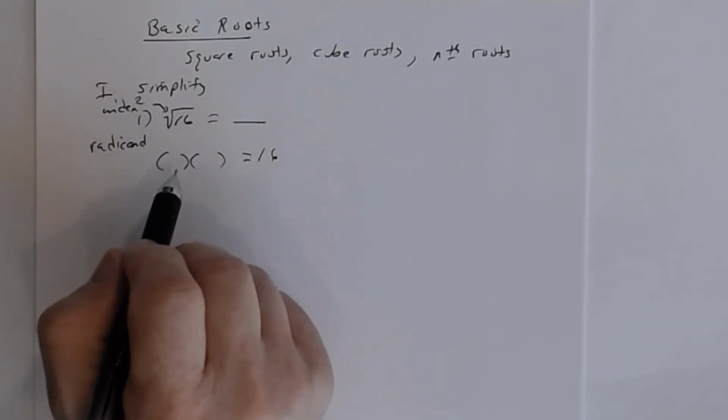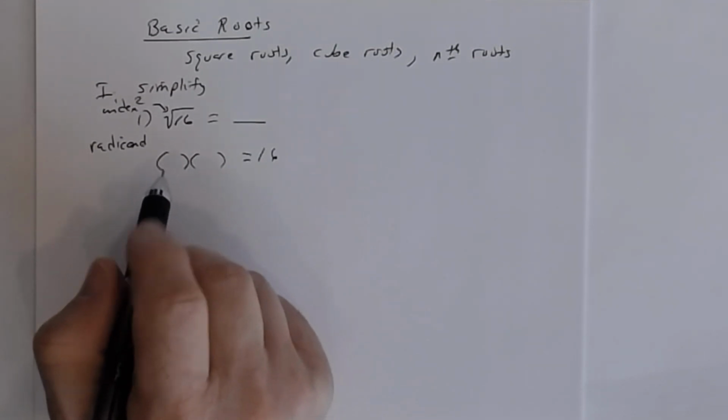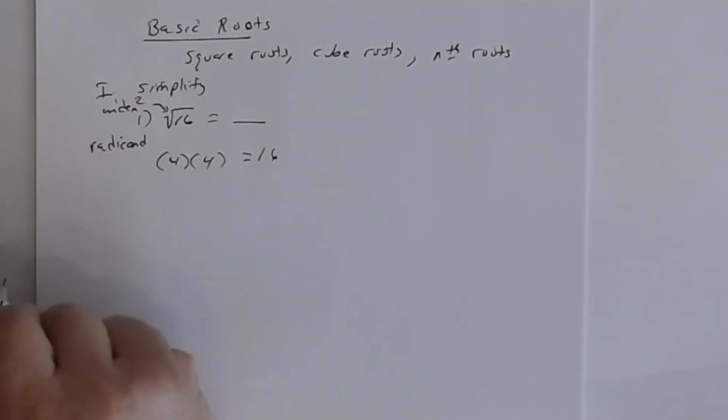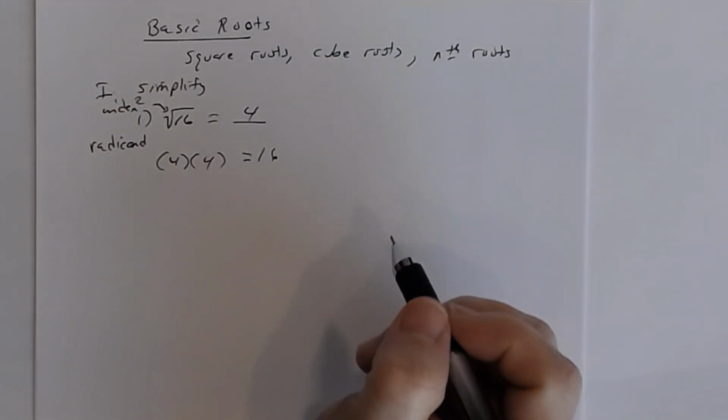The square root of 16 means what number times itself is 16. Well, that's an easy one because we know that 4 times 4 is 16. So the answer is 4. Square root of 16 is 4.